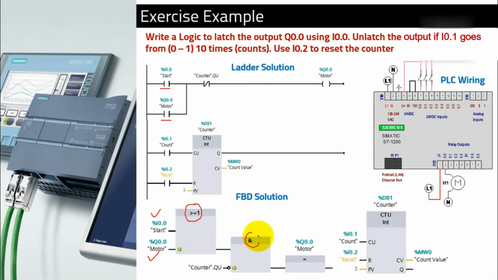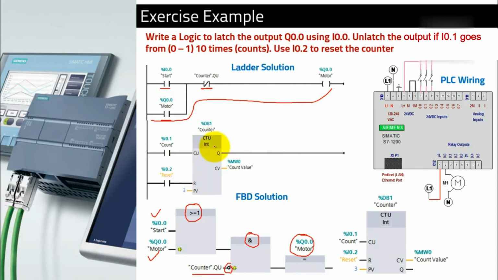So this is an AND operation. This is counter.QU. This is an NC because you see a bubble here. This bubble represents that this is an NC. Okay, and then the output goes to the motor. So the first part of the ladder logic is made here.